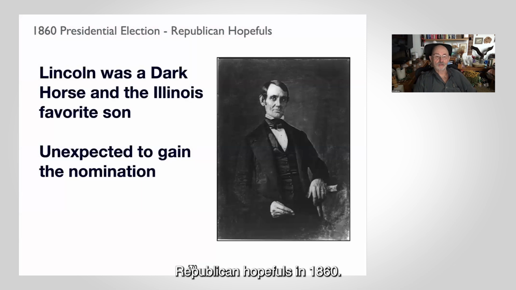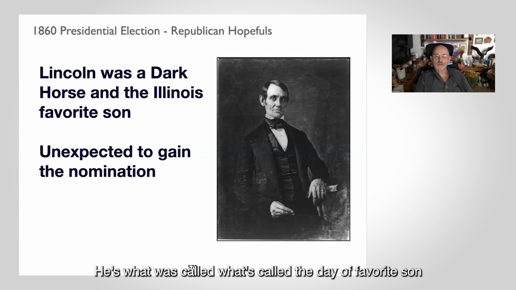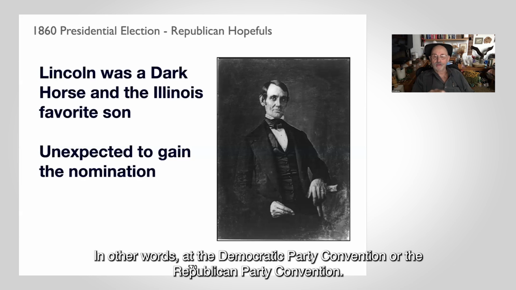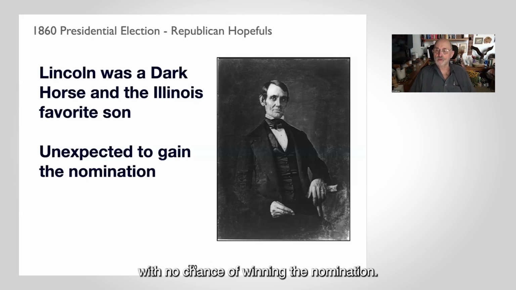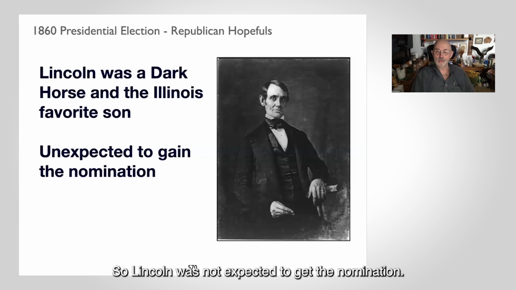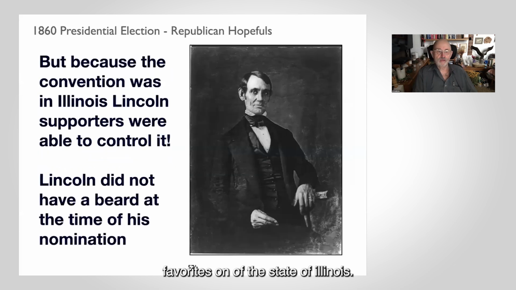Republican hopefuls in 1860. Number one is Lincoln, but he was a big dark horse. He's what's called today a favorite son. In other words, at the Democratic Party convention or the Republican Party convention, a state might nominate one of its congressmen or one of its senators, and they are a favorite son from that state with no chance of winning the nomination, but they get to say, hey, I ran for the presidential nomination in 2024 as a favorite son from Massachusetts or wherever. So Lincoln was not expected to get the nomination in 1860. Dark horse candidate, favorite son of the state of Illinois.